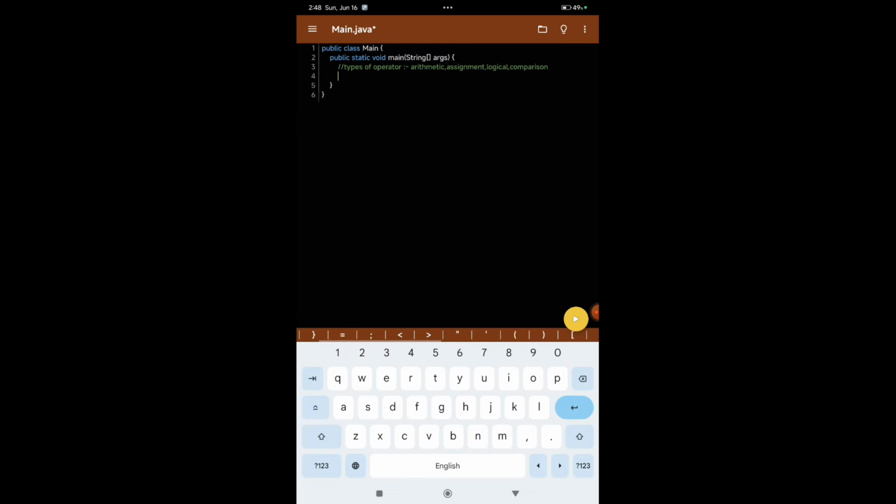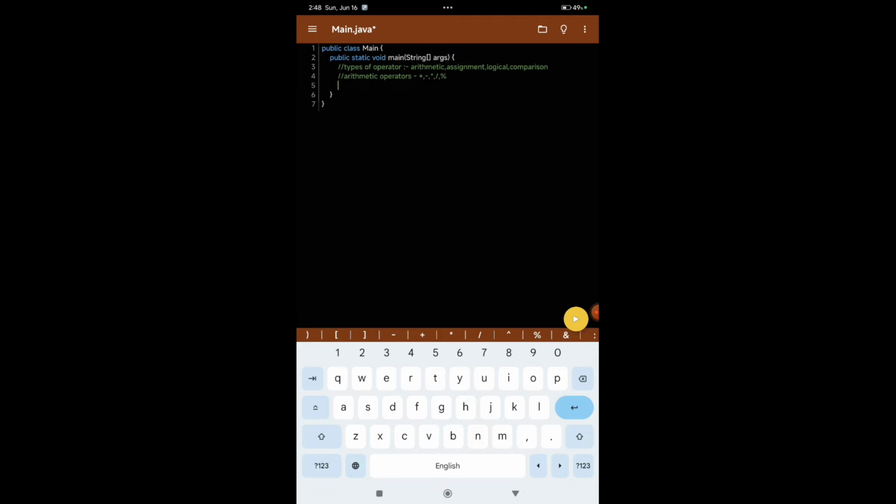Let's discuss arithmetic operators first. Again, comment: arithmetic operators. Arithmetic operators are plus, minus, multiply, divide, and modulo. This percentage sign is not percentage in coding. It is called modulo. Now let's understand the work of all types of operators.